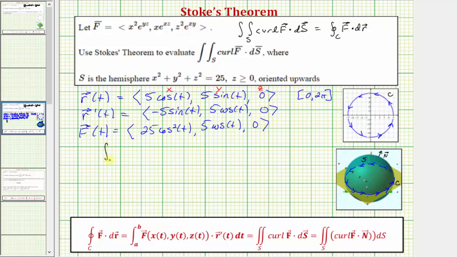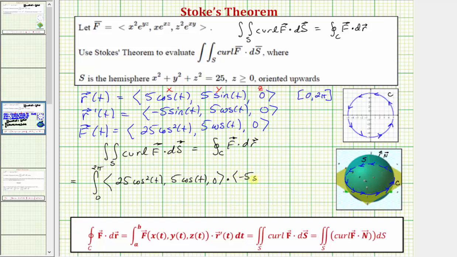So the double integral over the surface S of the curl of f dot differential S is equal to the line integral along the closed curve C of f dot differential r, which equals the integral from a to b, which would be from 0 to 2 pi, of the vector field f expressed in terms of t, which we have here, dotted with r prime of t, which is here, dt. Let's go and evaluate this on the next slide.